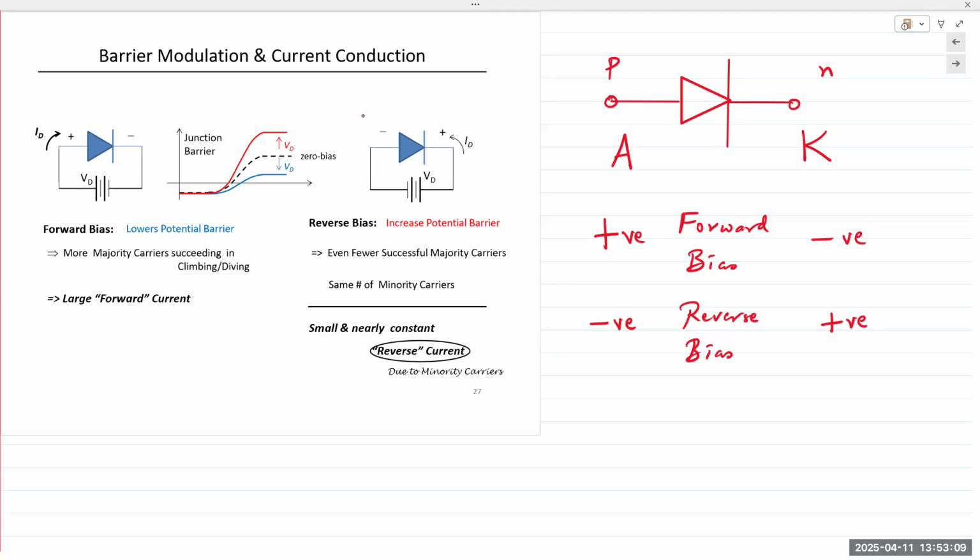And the Schottky diode is different. We'll talk about it later. Let's get done with this.